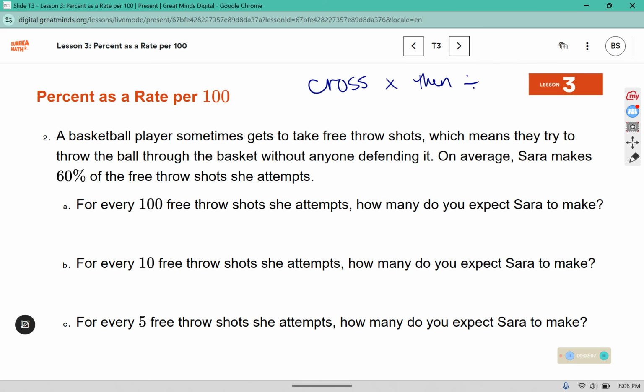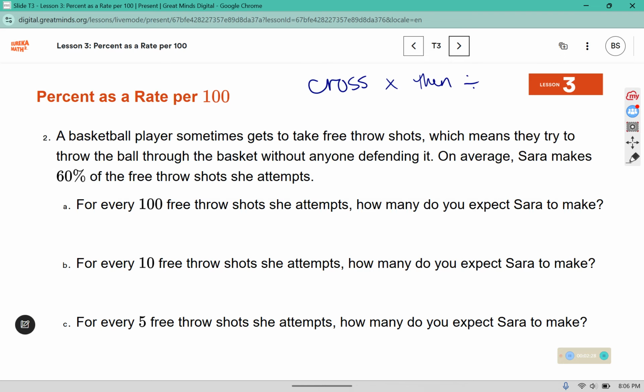A basketball player sometimes gets to take free throw shots, which means they try to throw the ball through the basket without anyone defending it. On average, Sarah makes 60% of the free throw shots she attempts. For every 100 free throw shots she attempts, how many do you expect Sarah to make?